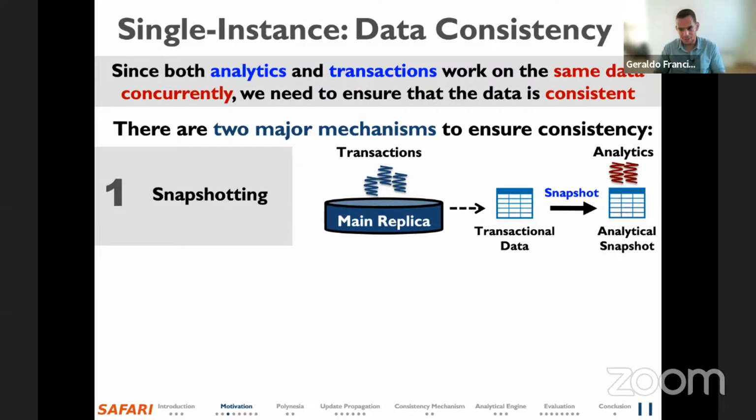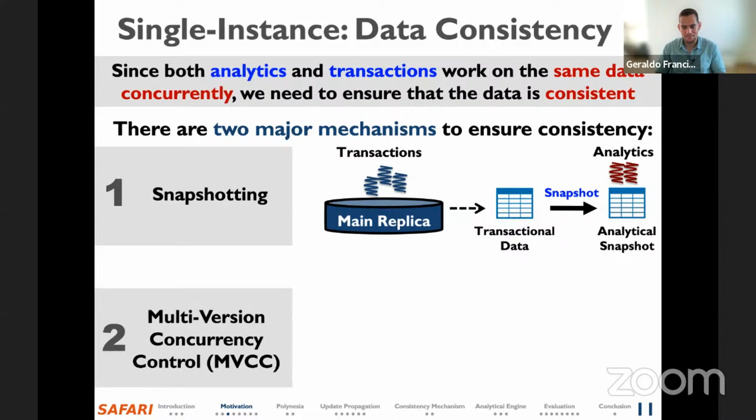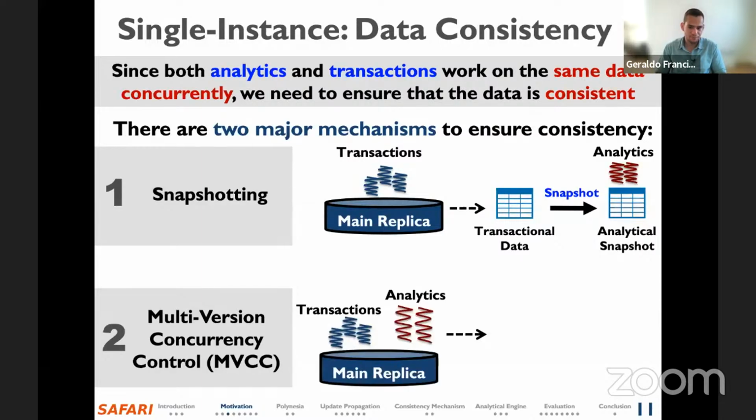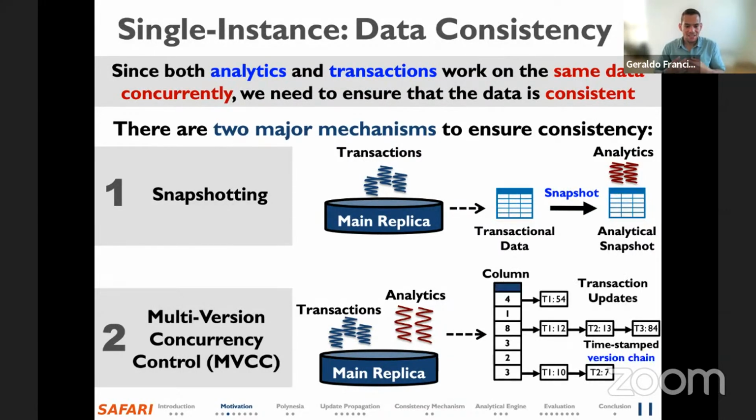Snapshotting happens every time a transactional workload updates a row or a tuple in a column in the main replica. The second consistency mechanism is called multi-version concurrency control, or MVCC. In MVCC, instead of replacing the old data in a tuple when updates happen, as in the snapshotting approach, the system creates a new time-stamped version of the data that is chained together with the old version of the data, forming a pointer-based version chain. During execution, instead of reading a separate snapshot, an analytical query can simply use a timestamp to read the most up-to-date version of the data at the time the query starts.